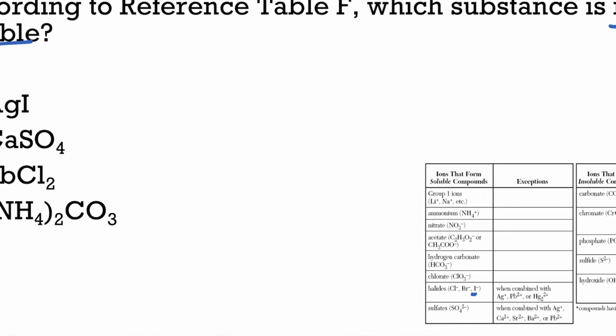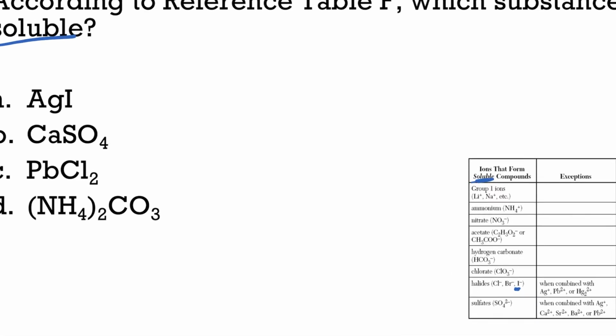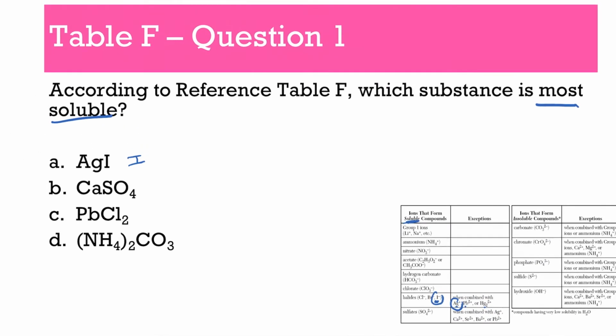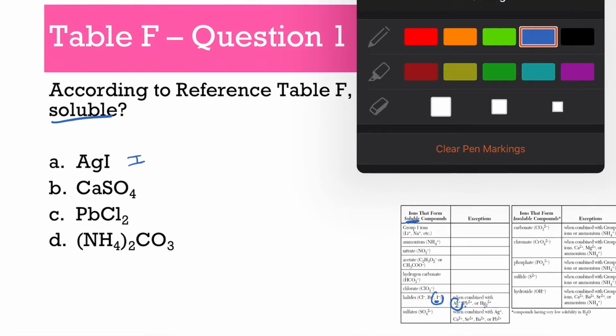So I is a halide. So you might be thinking, oh, hey, it's soluble. It's in the soluble column. But when I is combined with Ag, Pb, or Hg, it is not soluble. So that I with Ag makes this insoluble. That's one of the exceptions.